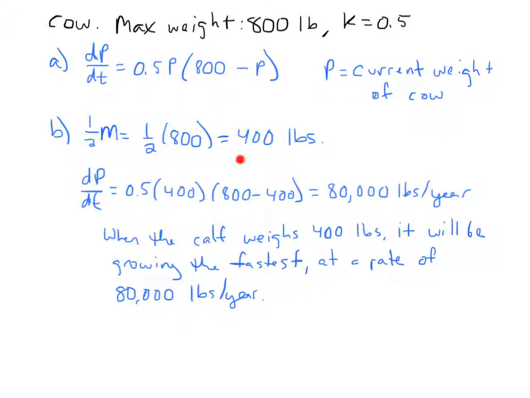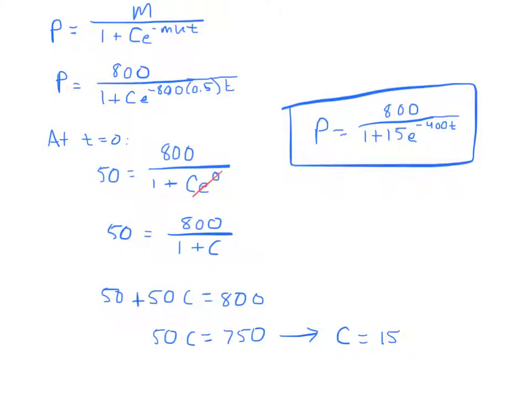And when the cow is 400 pounds, that's when it's growing the fastest, so we just plug in 400 to see that we have a maximum growth rate of 80,000 pounds per year. And remember, that's instantaneous. I know that my cow is not going to get to be 80,000 pounds. It's just at that particular moment, if it continued that growth rate for a year, then it would be 80,000 pounds. But it can't because it's limited. It's a logistic curve, not exponential. So when the calf weighs 400 pounds, it will be growing the fastest at a rate of 80,000 pounds per year. And then for part C, I need to come up with a particular solution.